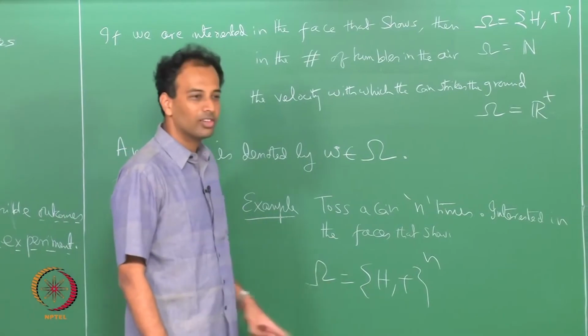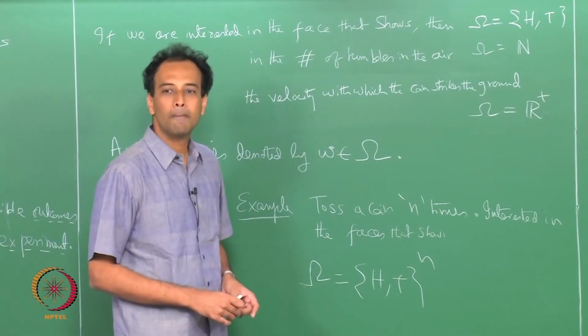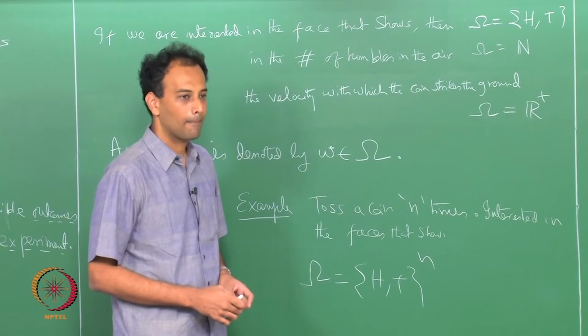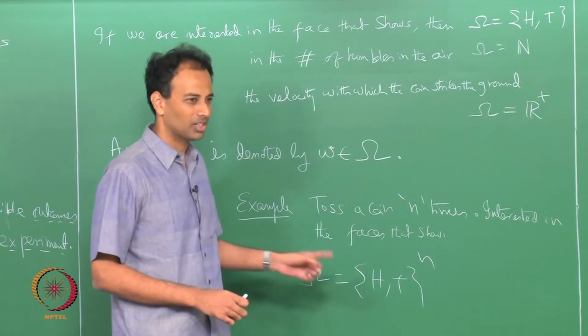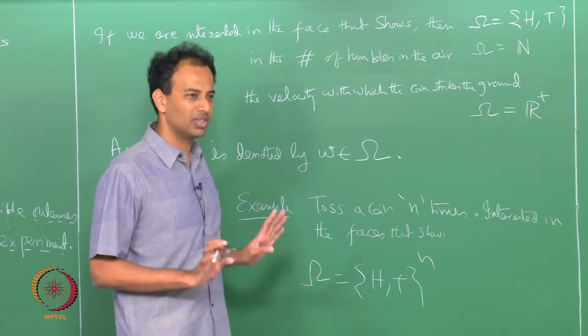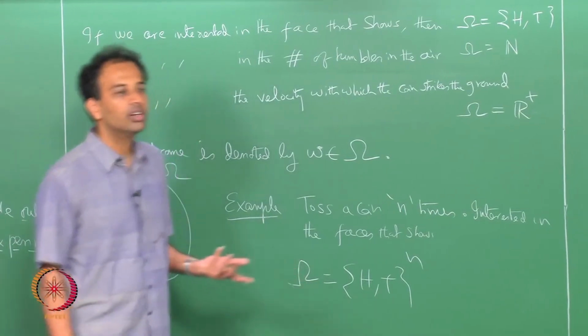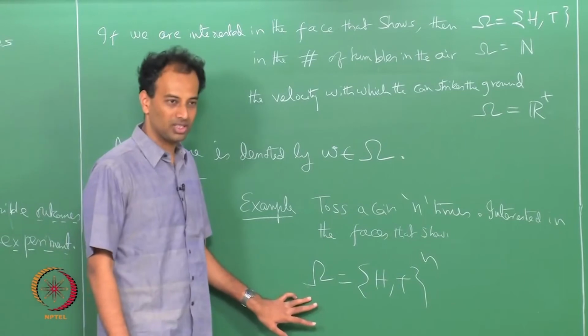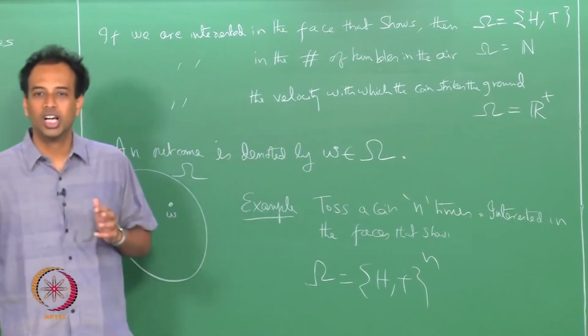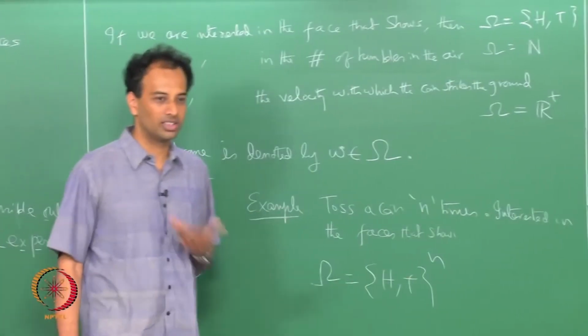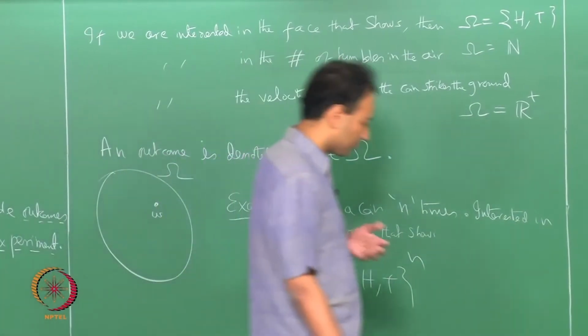So, what kind of a sample space is this? It is a finite sample space, there are only 2 power n elements, right. n is fixed, n may be 10 or 20 or whatever, but there will be only 2 power n possible elements in the sample space corresponding to the 2 power n possible strings of heads and tails, right.